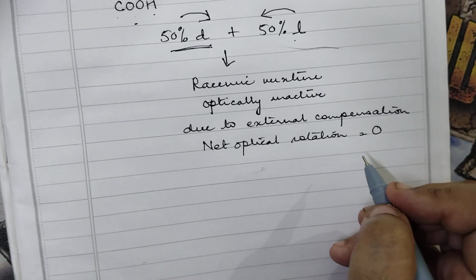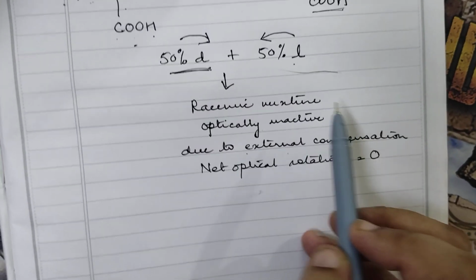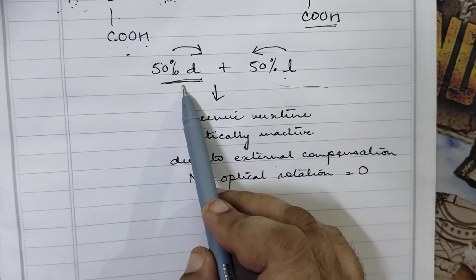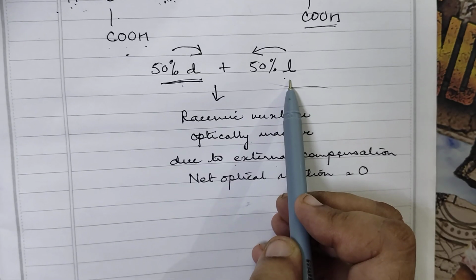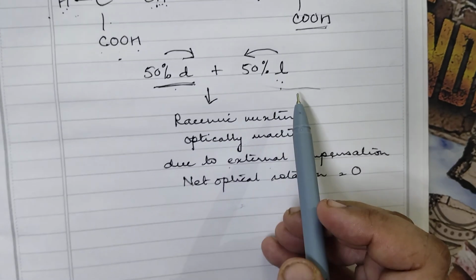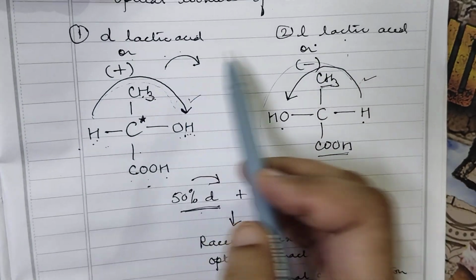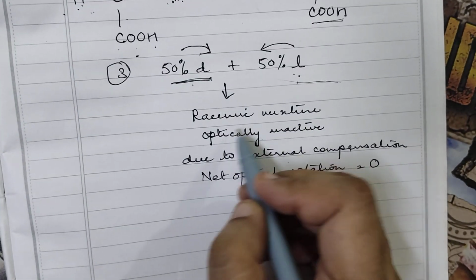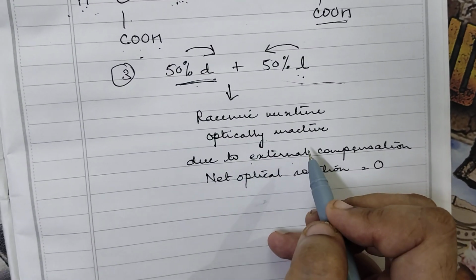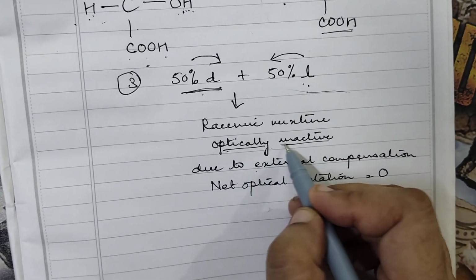Why? Because external compensation is found here. The rotation caused by 50% D is being compensated by the rotation caused by 50% L. So this way we have D lactic acid and L lactic acid. These are the optical isomers, and the third form can be said to be racemic mixture, but it is not optically active. It is optically inactive.